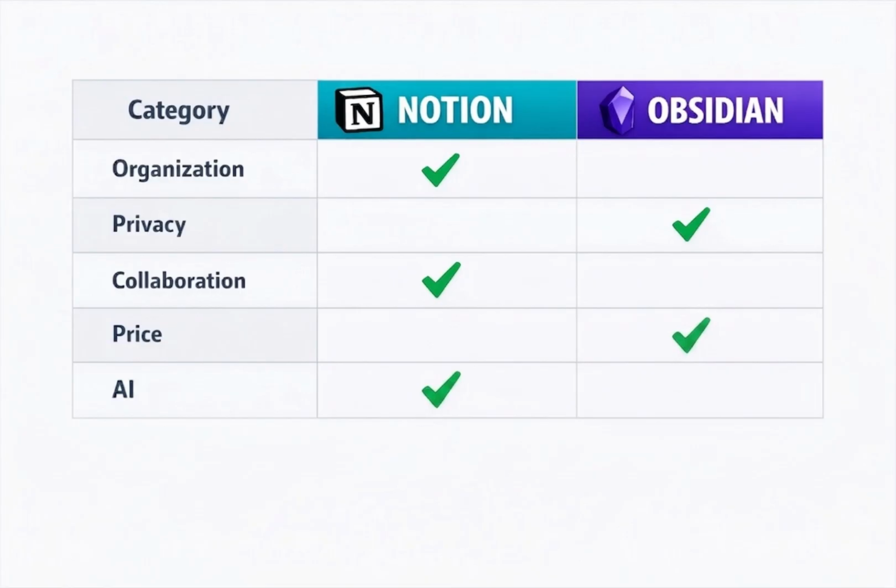All right, let me give you the quick summary. Organization and databases, Notion wins. Privacy and data ownership, Obsidian wins. Collaboration and teamwork, Notion wins, and it's not even close. Pricing for personal use, Obsidian wins, it's free. In AI features, Notion wins with its built-in assistant.